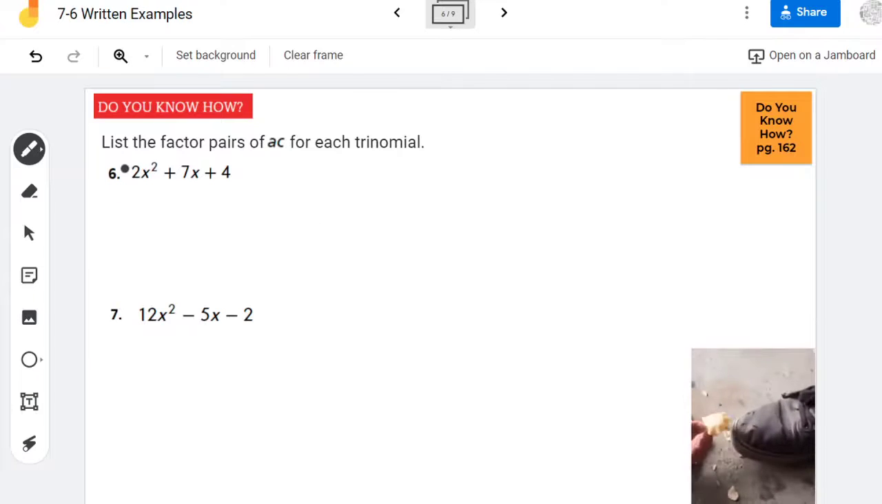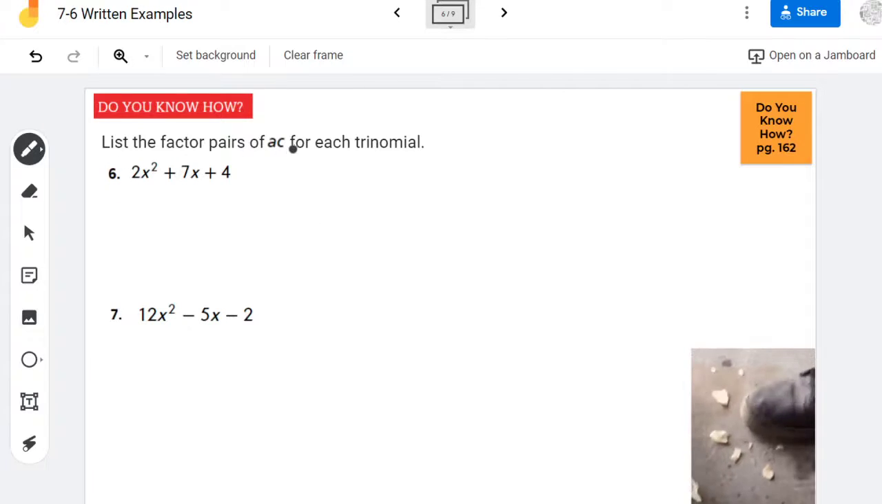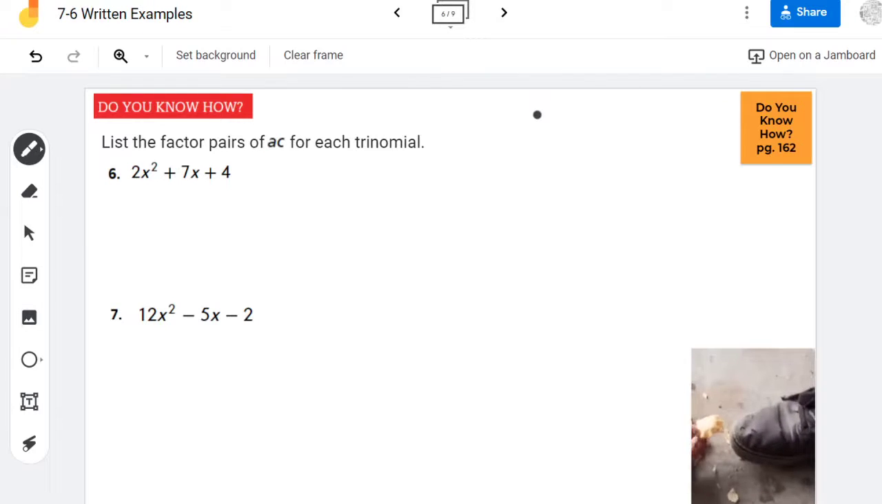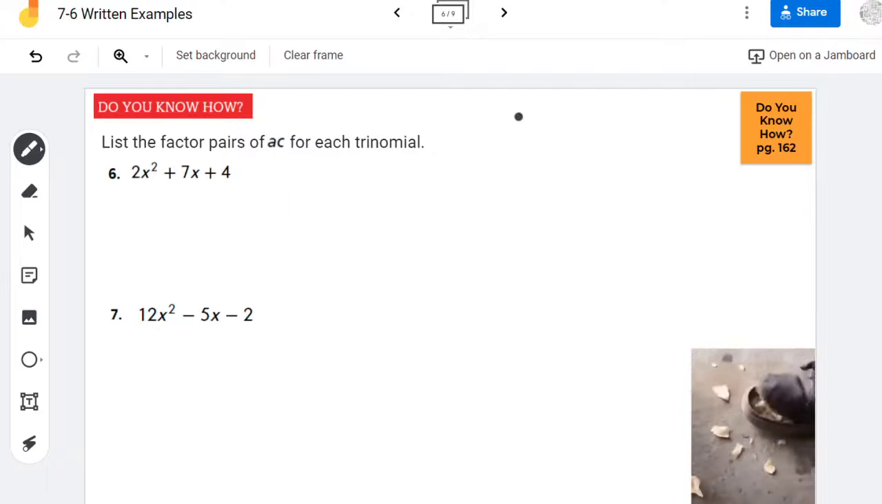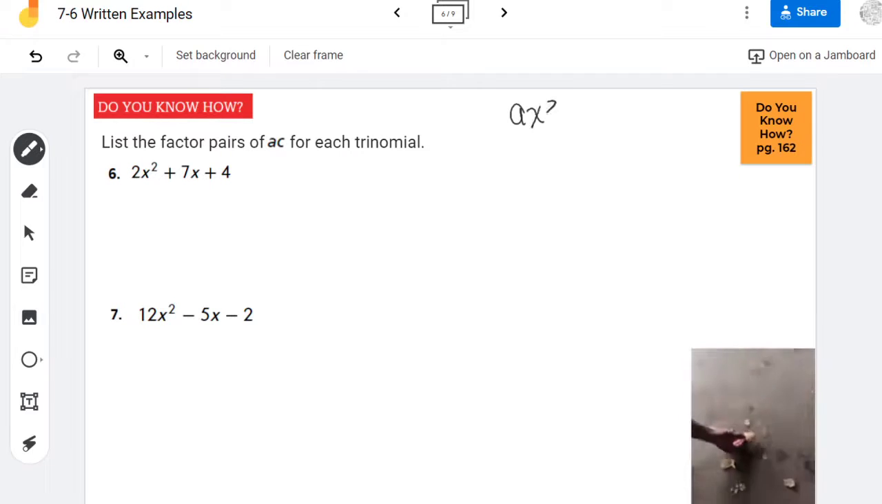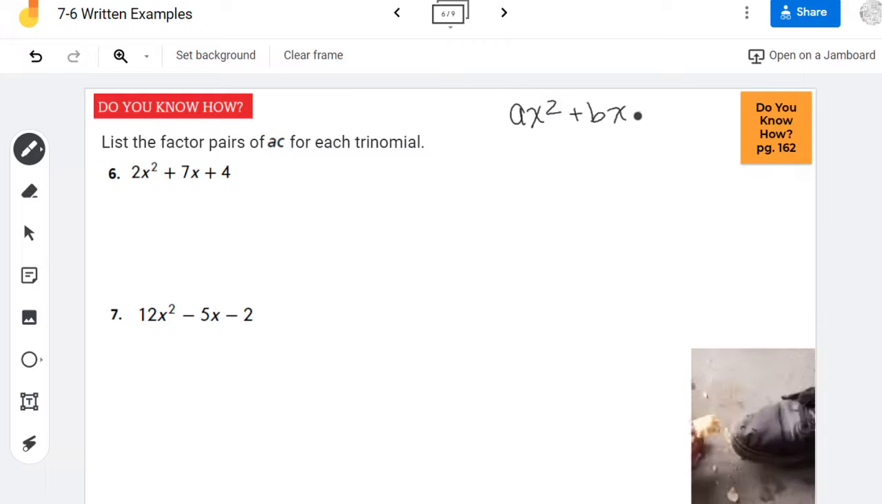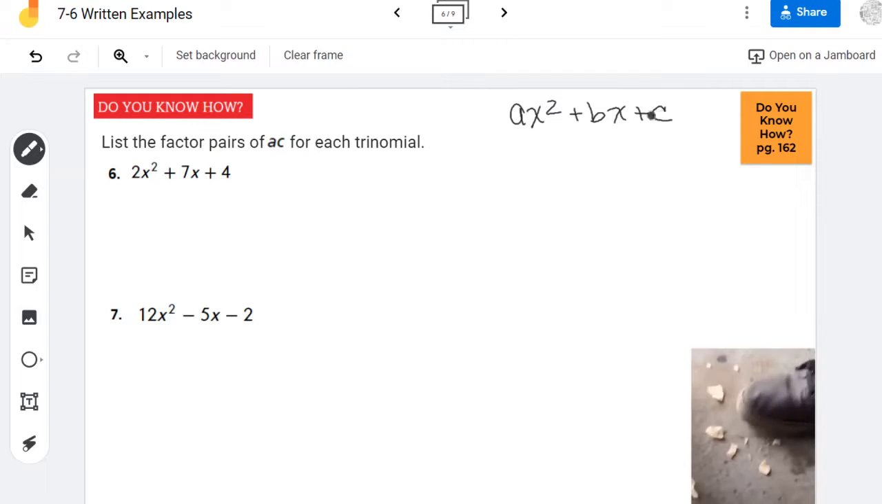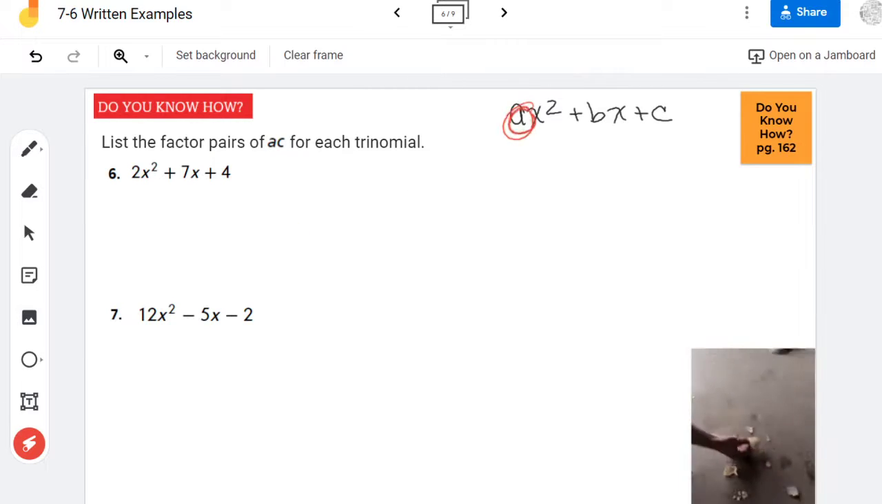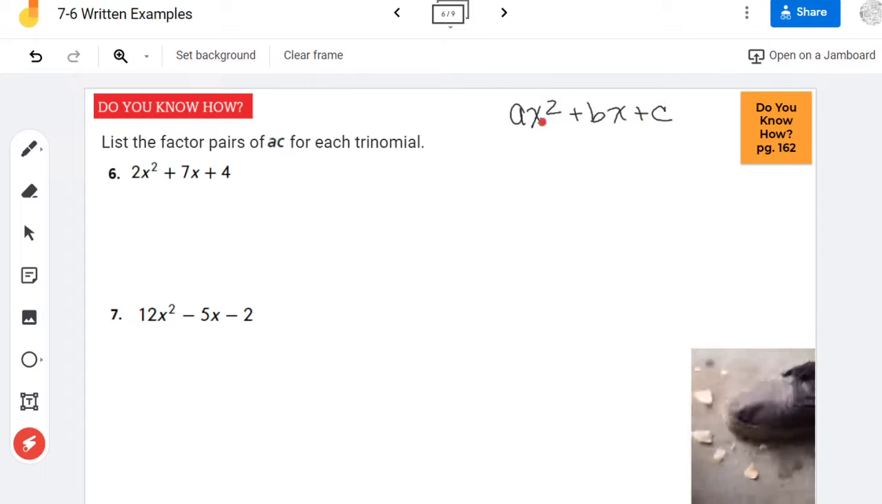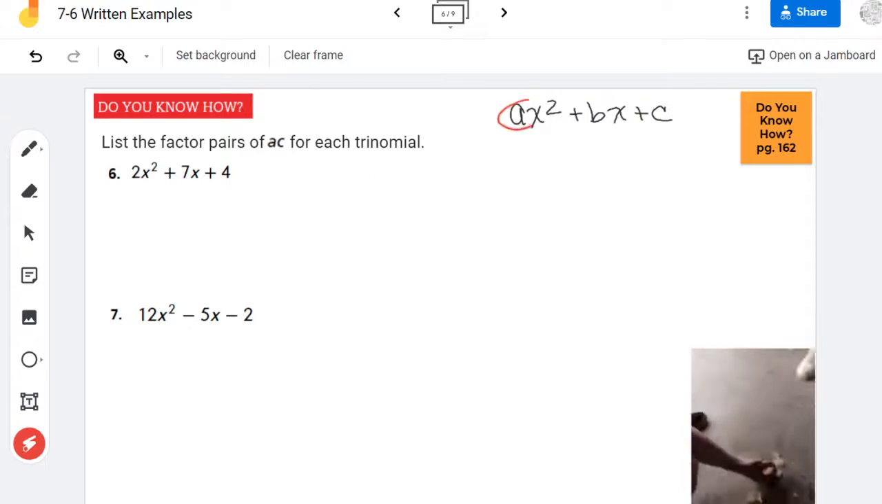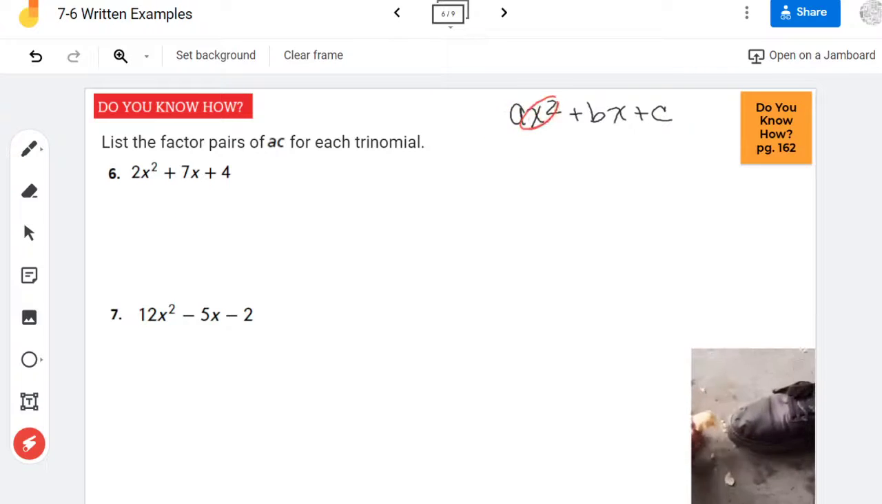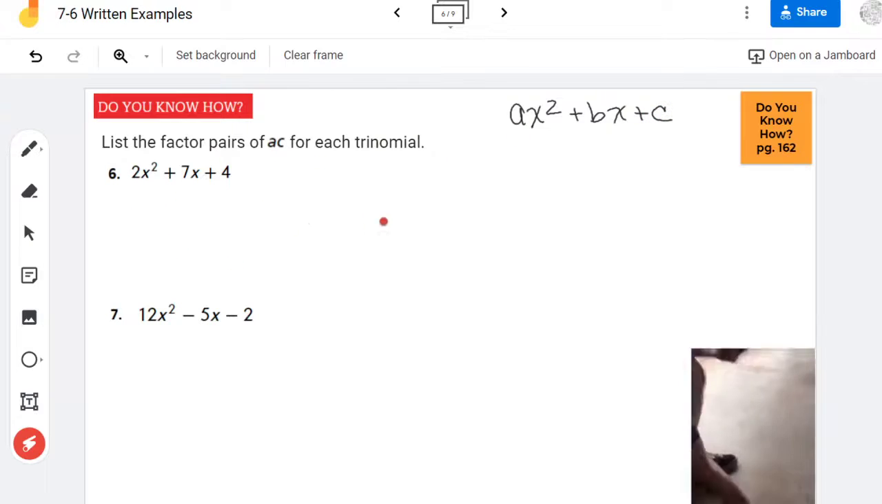So question 6 here says to list the factor pairs of AC for each trinomial. When we say AC, just remember, the standard form of a quadratic is ax squared plus bx plus c. And often we multiply together a times c when we go to factor. So I'm going to be multiplying the coefficient of the x squared term and the constant, and then listing the factor pairs.